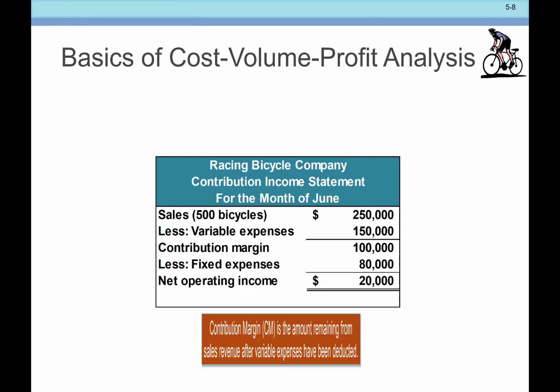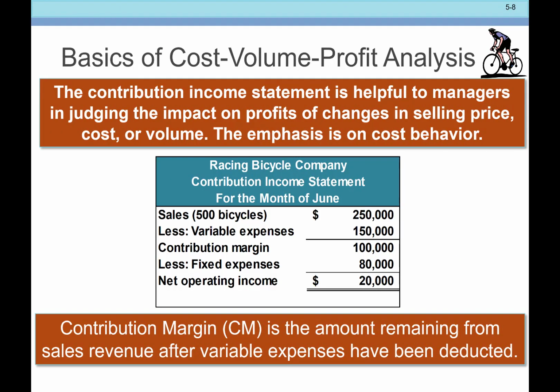Now, when you look at the contribution format income statement, considering now this 500 bikes to meet this target profit of 20, sure enough, it works. Sales price, and it's just kind of proving what we just looked at. 500 bikes times 500 each, that's 250, less the variable cost. 500 bikes times 300 per bike is 150. Contribution margin of 100,000. First goes to cover what? Fixed cost, and then profit, operating income.